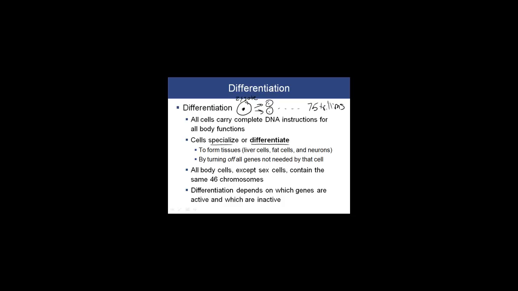These cells differentiate or specialize to become the liver cells, the fat cells, the nerve cells, the muscle cells. So the process of specialization or differentiation is basically when certain genes are turned off, certain genes are turned on, and you end up at a terminal tissue type such as fat, liver, or neurons. So differentiation depends on which genes are active and which are inactive, which genes are turned on and which genes are turned off. We'll pick up that topic later, but for now I think that's a pretty good start.